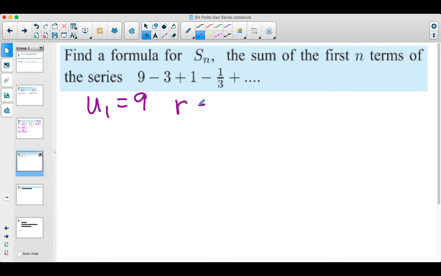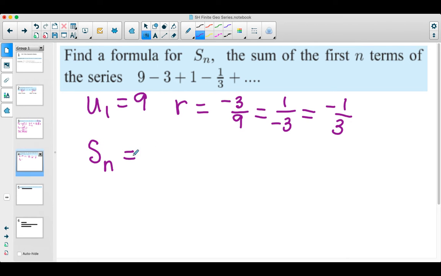And then we can find our R value because we know that those terms are consecutive. So our second term, -3, over our first term, 9, has to also be the same as the third term over the second term, etc. So then that means our R is -1/3. Because our R is negative, we have to use that second formula. So our formula is going to be S sub n equals u sub 1 times 1 minus R raised to the n all over 1 minus r.